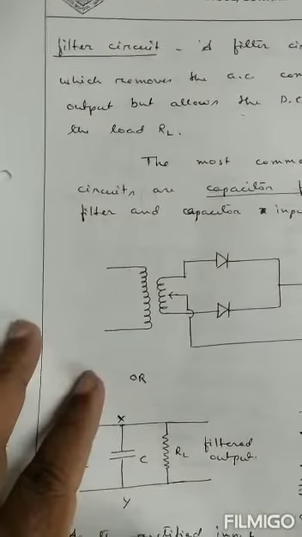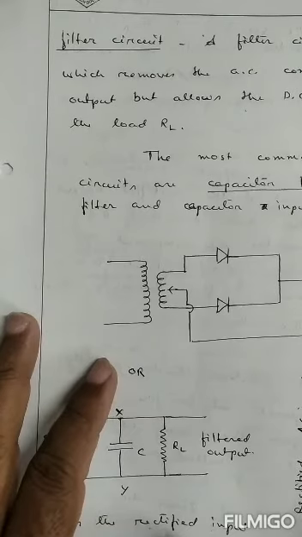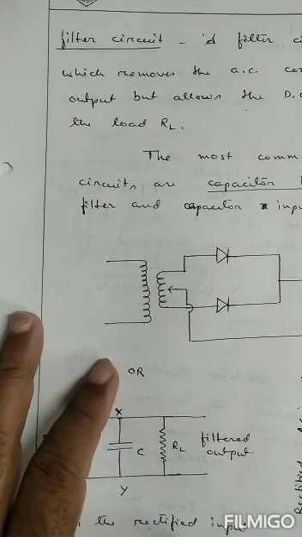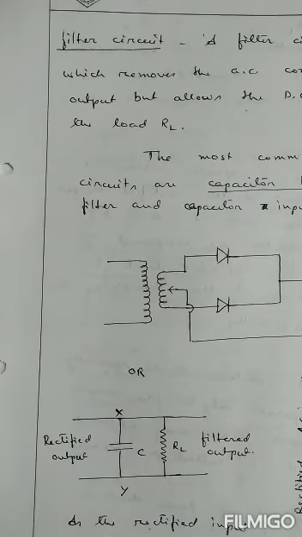So, this is called a filter circuit. What is a filter circuit? A filter circuit is a device which removes the AC component of the rectified output and allows only the DC component to pass through.